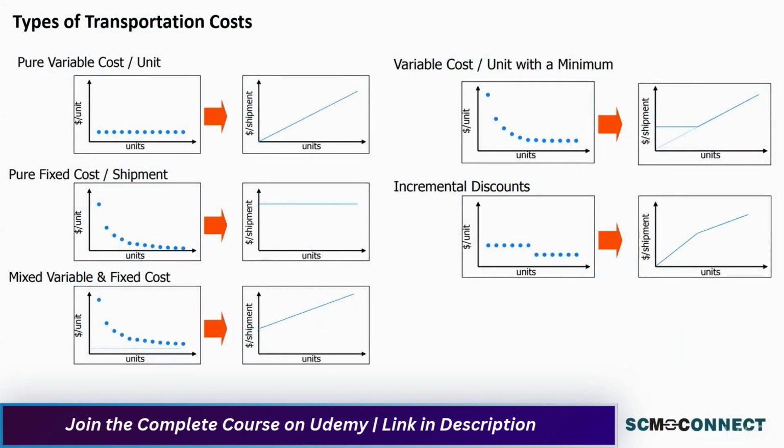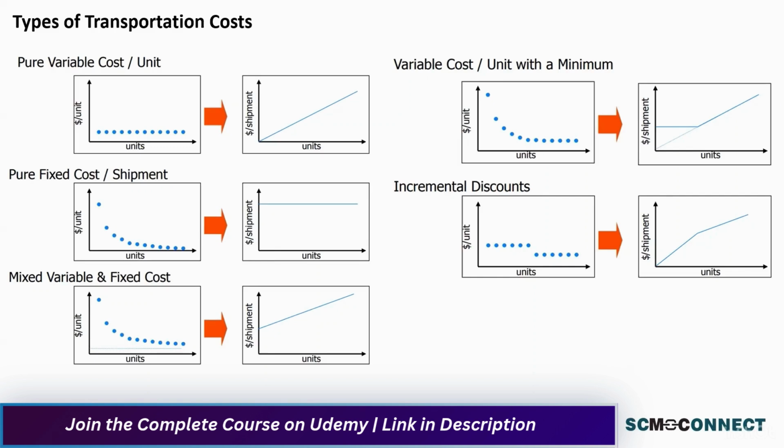So let's look at the different types of transportation costs. The first is the pure variable cost. You have to look at it in pairs: there is dollar per unit, and then there is dollar per shipment. In a pure variable cost, rupees per unit will remain constant. 10 rupees per piece will always remain constant.